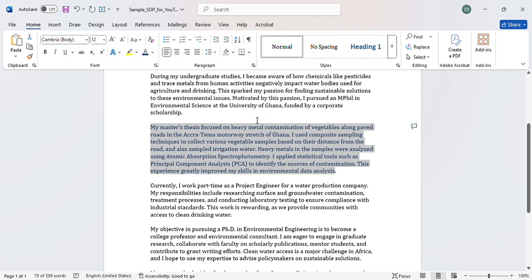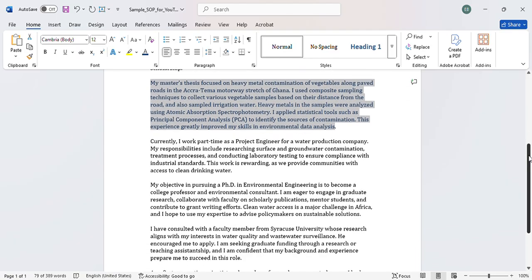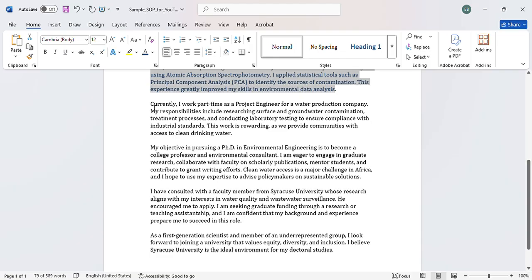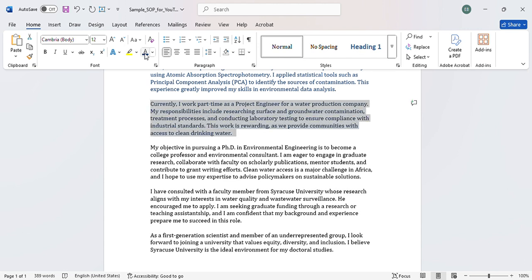So whatever experience that you have and you think it is important or it can be transferred to your program, you can highlight it. Okay, you can highlight it in your statement of purpose. So let's go to the next line. This is also another experience which I think is also applicable to the program that I am applying to.